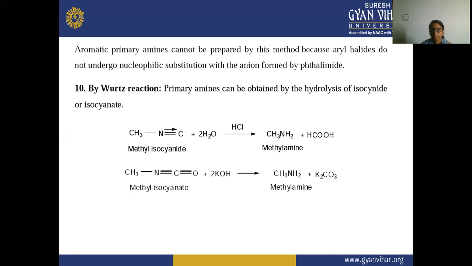Next, aromatic primary amines cannot be prepared by this method because aryl halides do not undergo nucleophilic substitution with the anion formed by phthalimide. So the Gabriel phthalimide reaction is for aliphatic amines, because aromatic primary amines cannot be prepared by this method, since aryl halides do not undergo nucleophilic substitution with the anion formed by phthalimide.